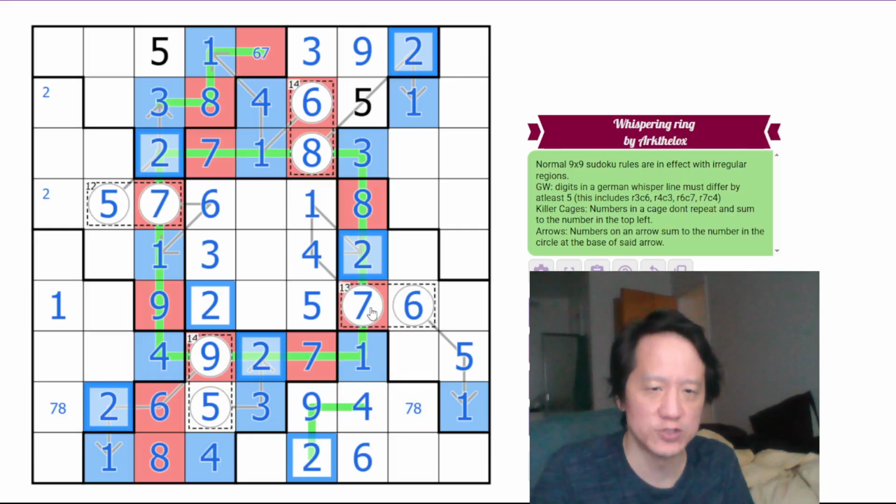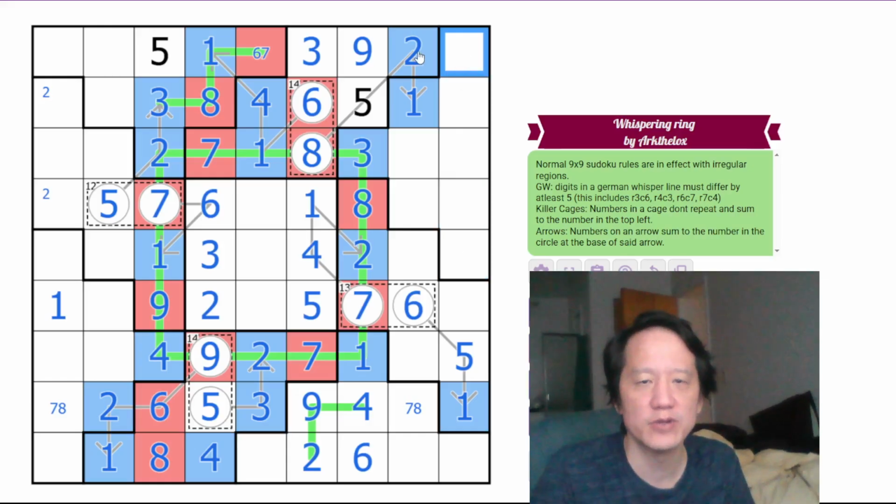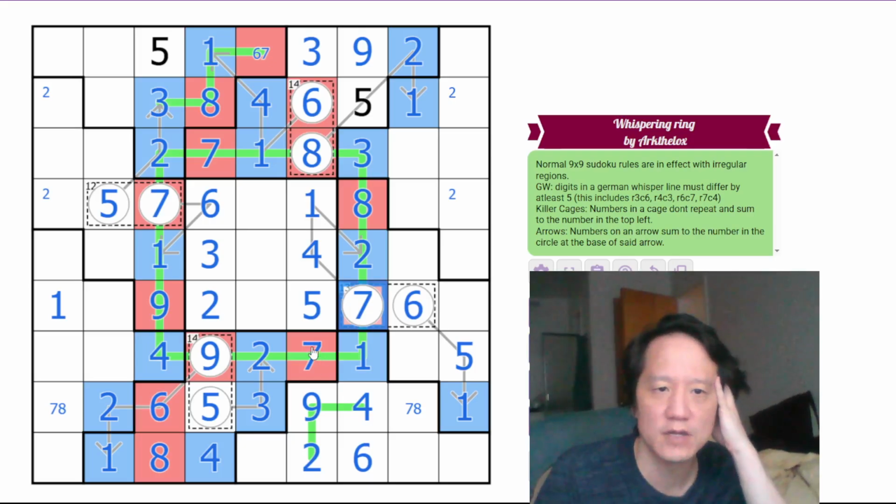No, we have 7 2s. Okay, that's what I was wondering. 1, 2, 3. Yeah, 7 2s. So then we are missing a 2 in this region, and 2 cannot be here. So either this is 2 or that's 2. Okay, so that's not that helpful.